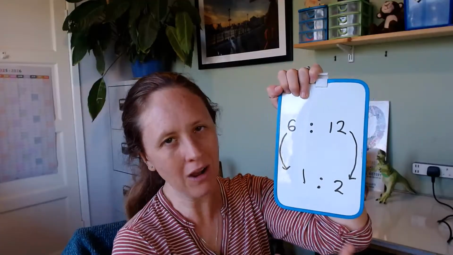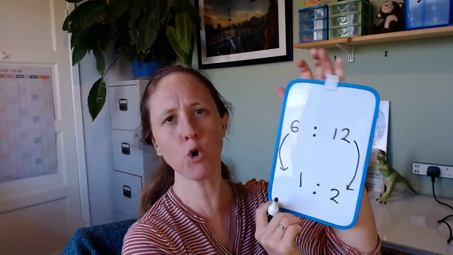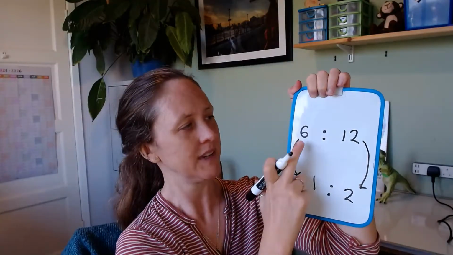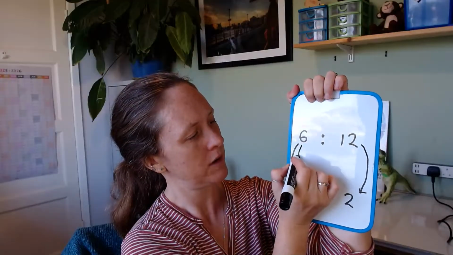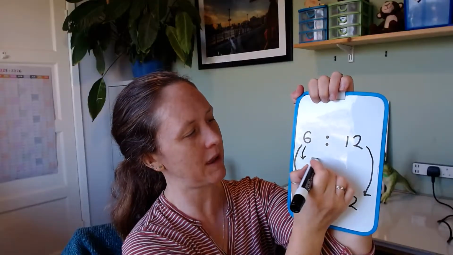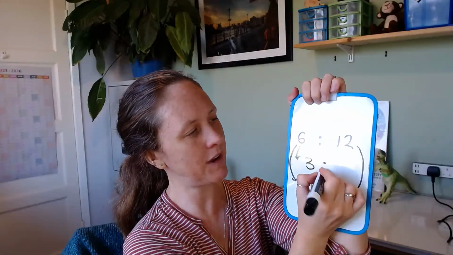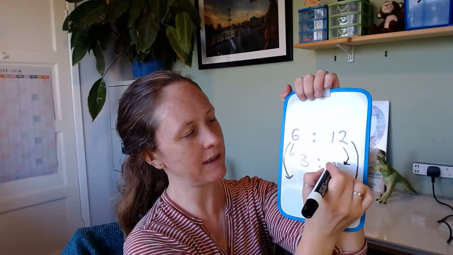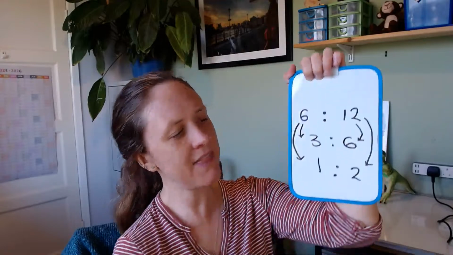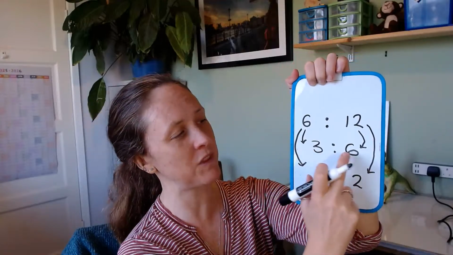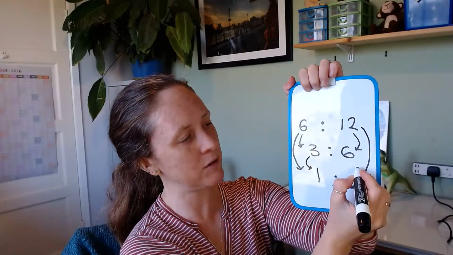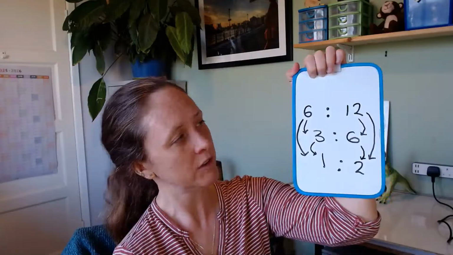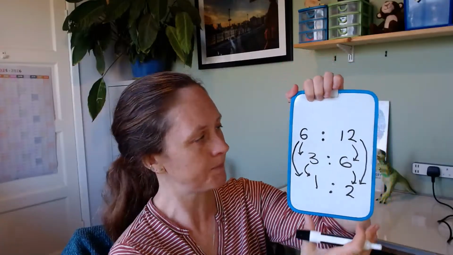But you might not have noticed the 6 times table. More commonly, what people are most comfortable with noticing is even numbers. 6 and 12 are both even numbers, so we could divide them both by 2. If we divide 6 by 2, we get 3. And if you divide 12 by 2, you get 6. And then after that, you might notice that both of these are in the 3 times table. And if you divide them both by 3, you end up getting to this 1 to 2. So a couple of different ways to get to the same thing.